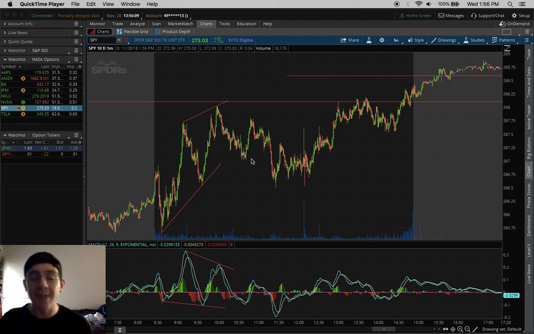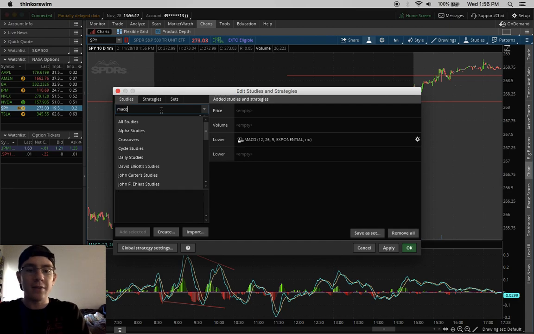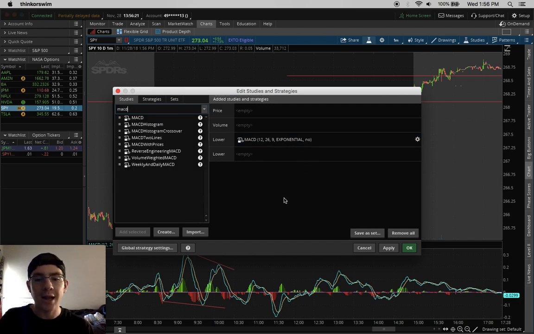Now let's get into MACD divergence. First off, go into your indicators and search for MACD, moving average convergence divergence, and just add it. You can keep it at the defaults.